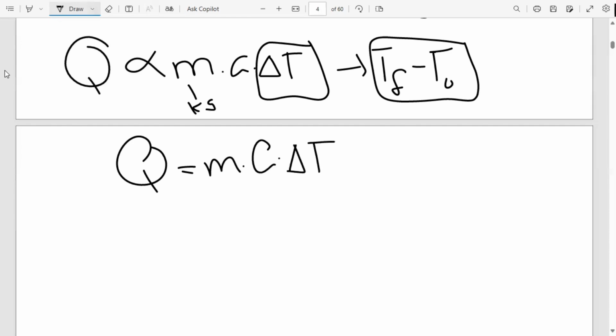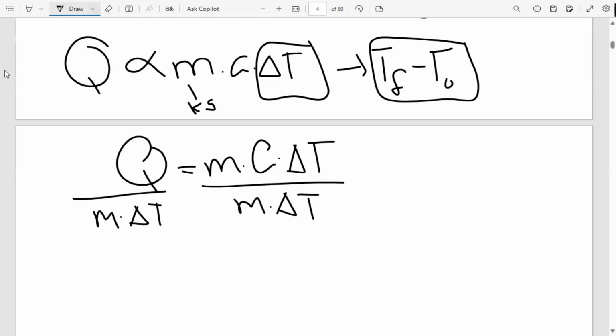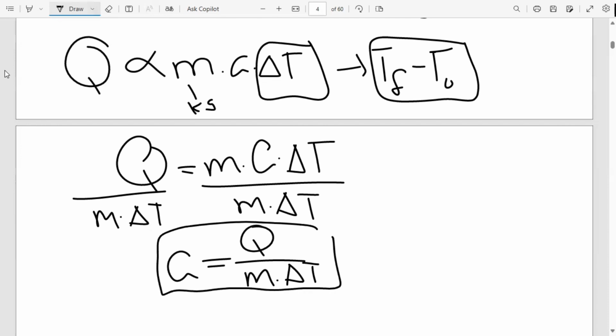Which means we can rearrange this if we want to find C, to say divide both sides by m times change in T, giving us the formula for calculating the specific heat capacity of a substance to be equal to Q over m multiplied by change in T. And therefore, we can use this formula to calculate the specific heat capacity of a substance, which is basically the amount of heat that is required to raise 1 kg of a substance's temperature by 1 degree Celsius.